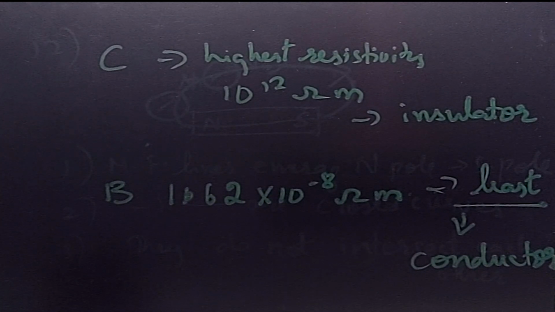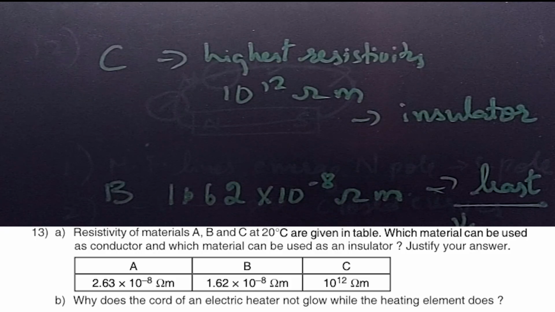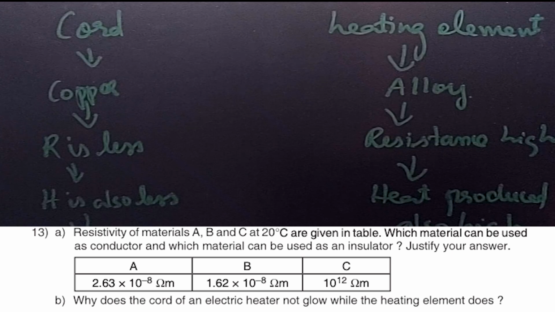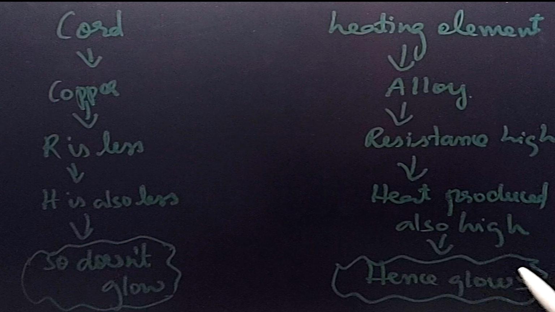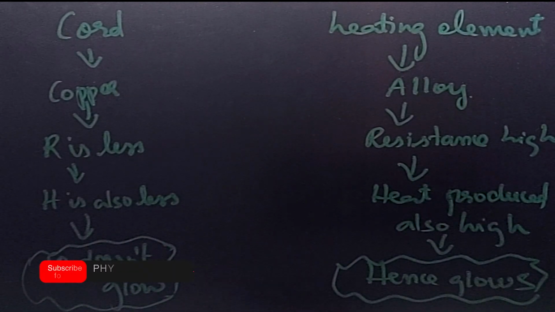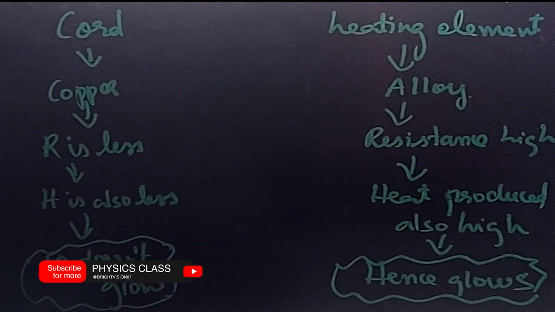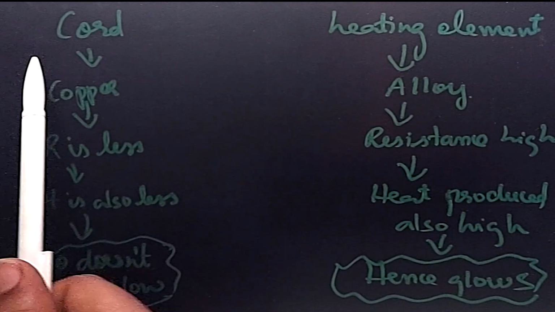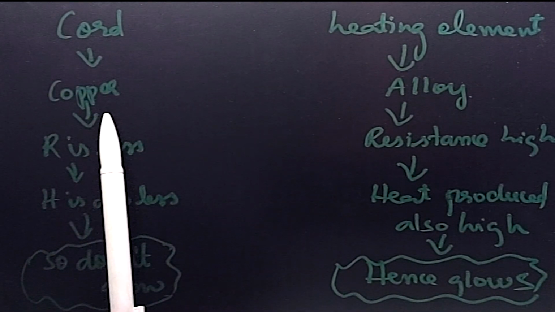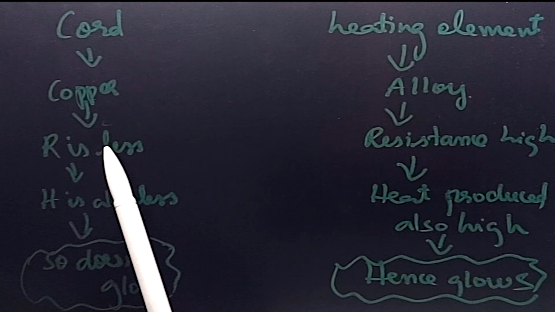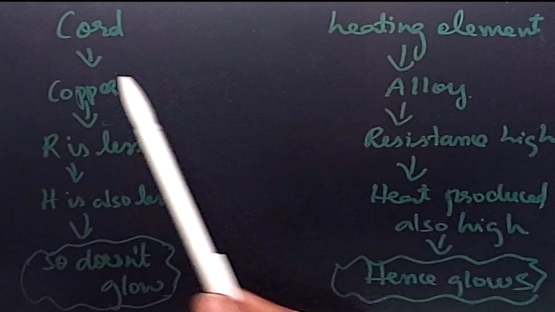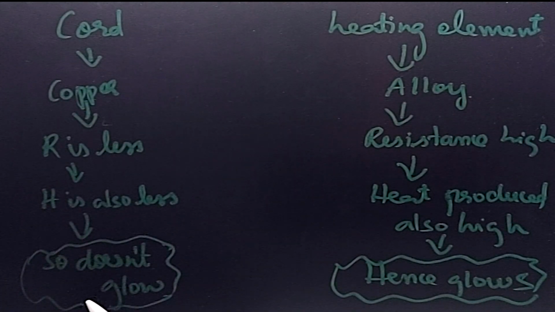And coming to the sub question 13b, why does the cord of an electric heater not glow while the heating element does? So you will have to write the reason why the heating element is going to glow whereas the cord doesn't glow. The reason is very clearly shown with the help of a mind map. On passing current through an electric heater, the heating element glows whereas the cord doesn't glow.